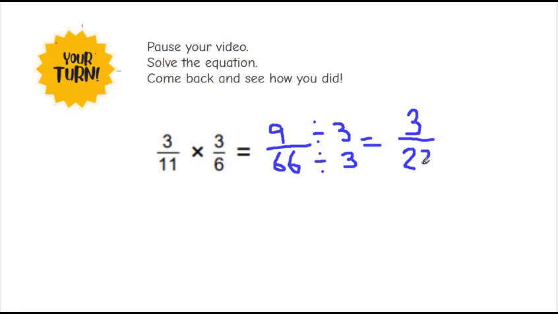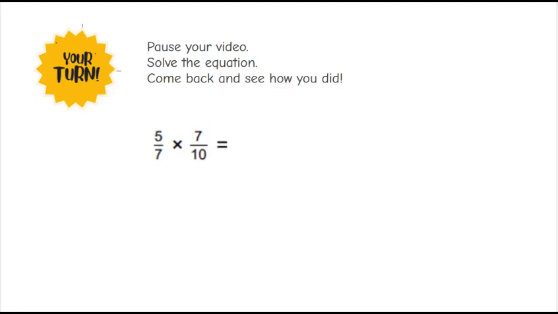I cannot simplify anymore. I have an odd number at the top, an even number at the bottom. Can't go any smaller with 3. So we have our simplified answer, 3 over 22. Pause your video, solve the equation, and then come back and see how you did.